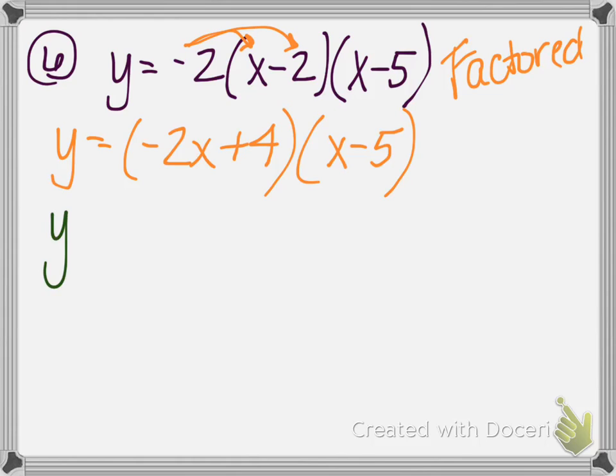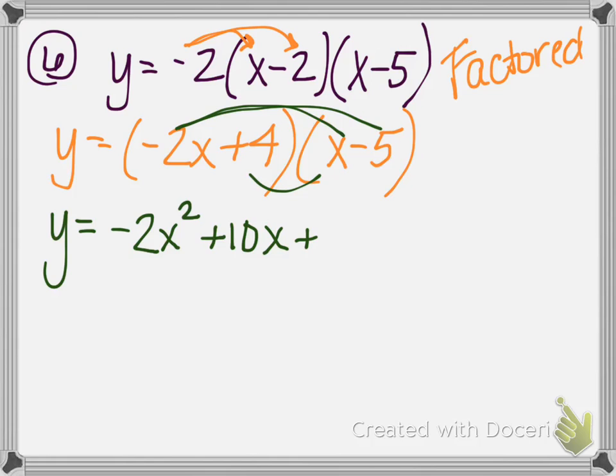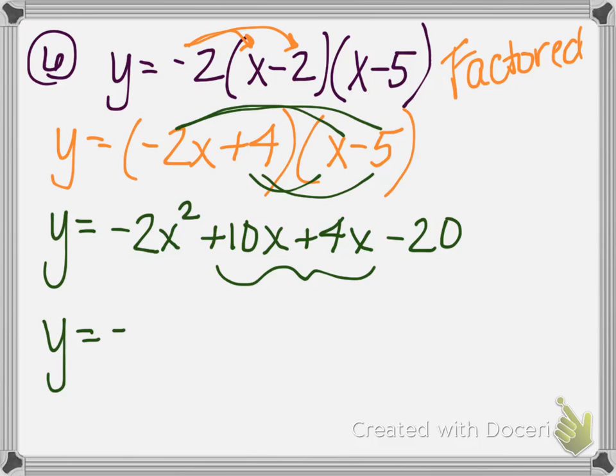I'm going to stick with the FOIL here, so -2x times x is -2x squared. -2x times -5 is a positive 10x. 4 times x is positive 4x, and 4 times -5 is a negative 20. Combining your like terms, here and here, we end up with y equals -2x squared plus 14x minus 20. And that is in general form.